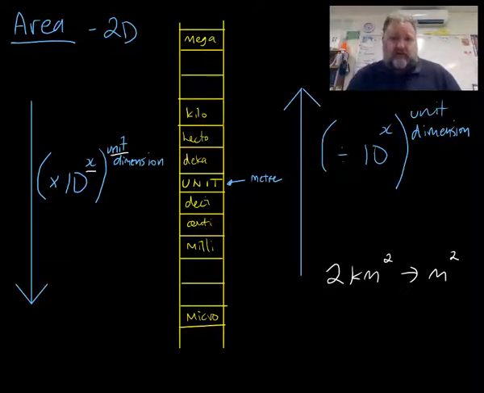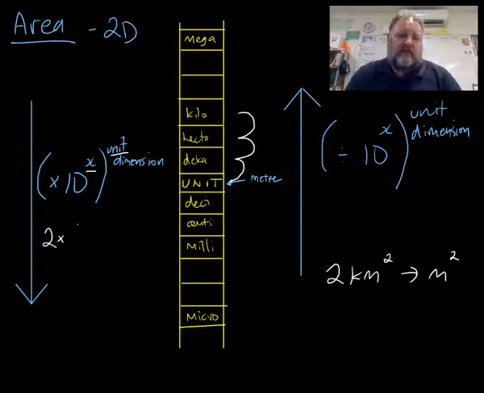How does this occur? First thing we need to do is count how many units, or how many lines, we jump down on our conversion ladder. So we're going 1, 2, 3 down. Very good. So I'll start with my original number and I will multiply it by 10 to the power of x. X is the number of steps on the ladder, so this will be 3 steps. And I put it to the power of the dimension that we're using. Because we have squared units, we're in 2 dimensions, we need to have a 2 on the outside.